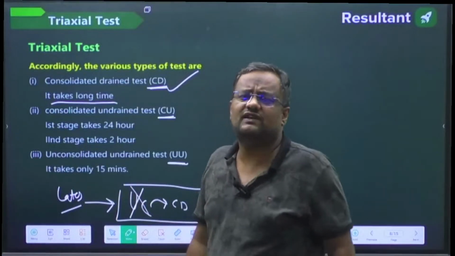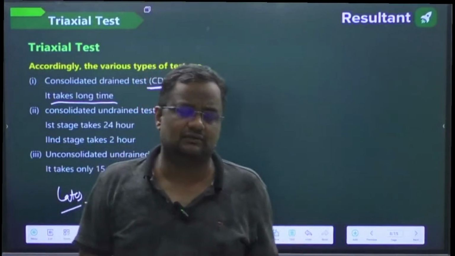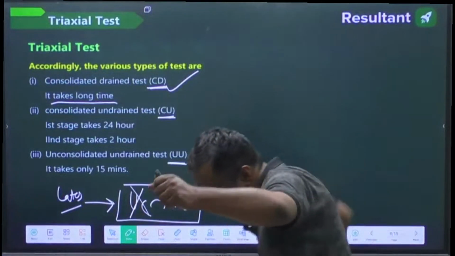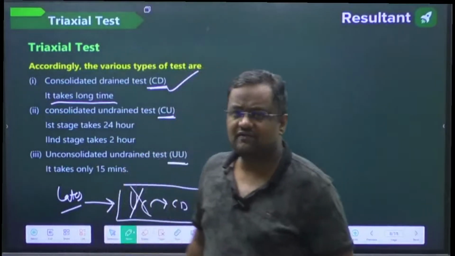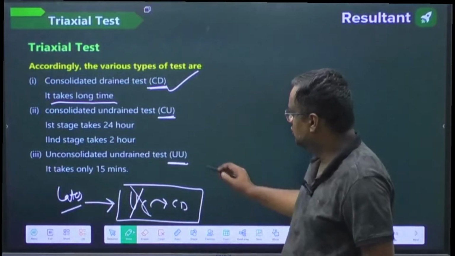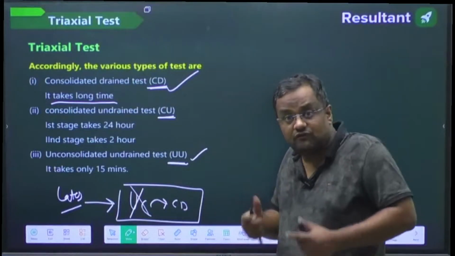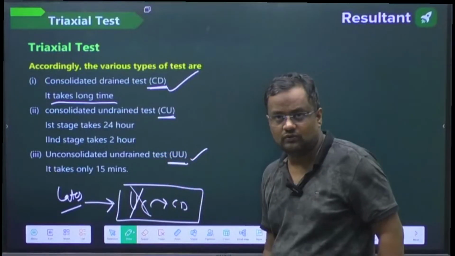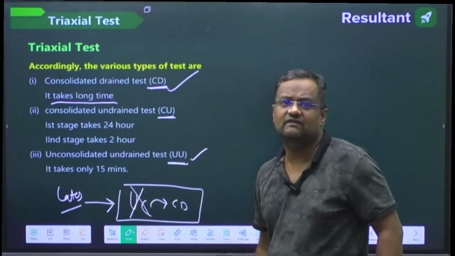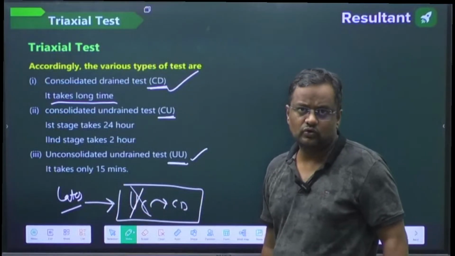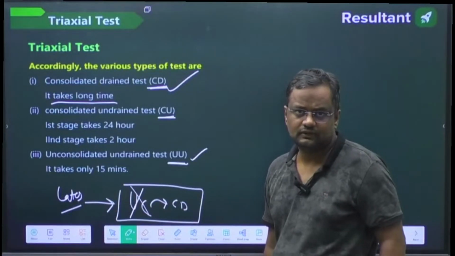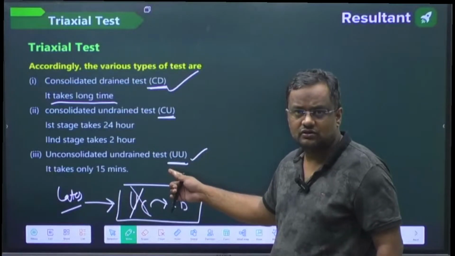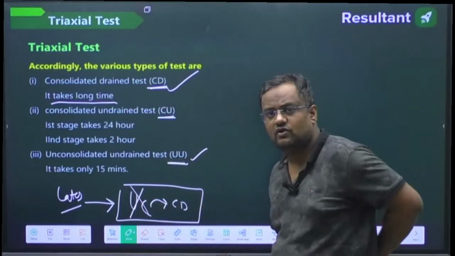Now guys, if the construction is done very rapidly, and just after the construction you want to test, then you will be doing the UU test. That means in the first stage, consolidation is not allowed. In the second stage also, volume change is not allowed. So you can get the results here very fast. UU testing.